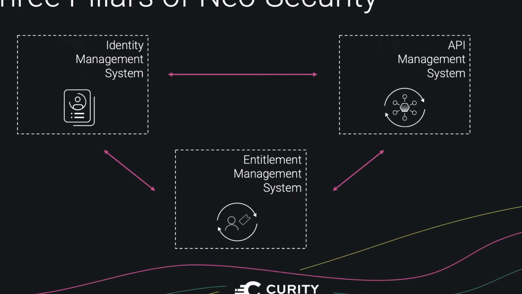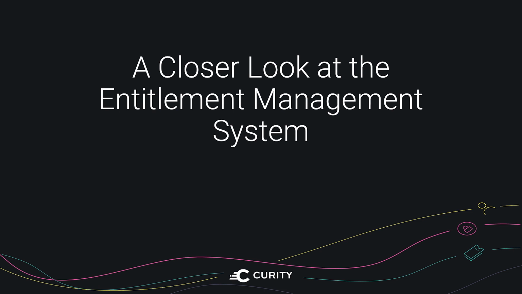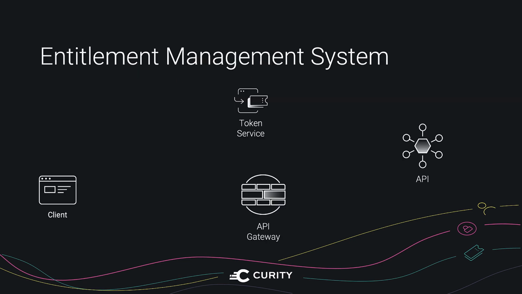Let's have a look at the third pillar of neo-security architecture, the entitlement management system. To better understand the role of the EMS and the rationale behind it, first have a look at the simplified security flow in our platform. First, the client interacts with the token service, or in fact the whole IMS, to get an access token. It then uses the access token in a request, which is verified by the API gateway, and then forwarded to the API itself, so it can be processed and produce a response.